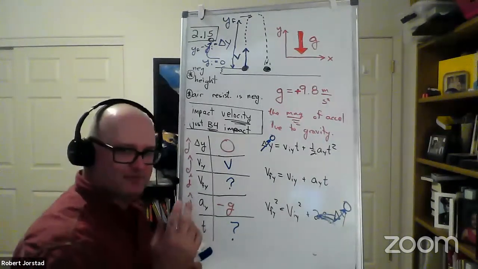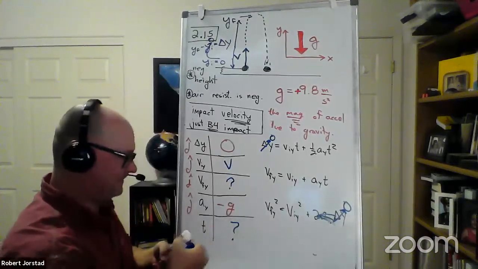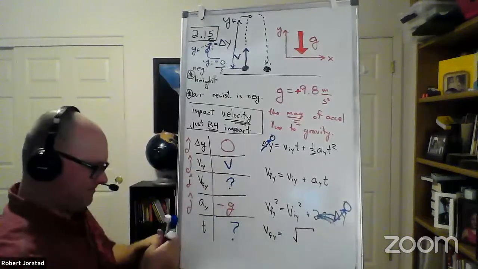So this is where it gets tricky. Do you agree I just need to take the square root? Yes. So v final y is equal to the square root of v squared.